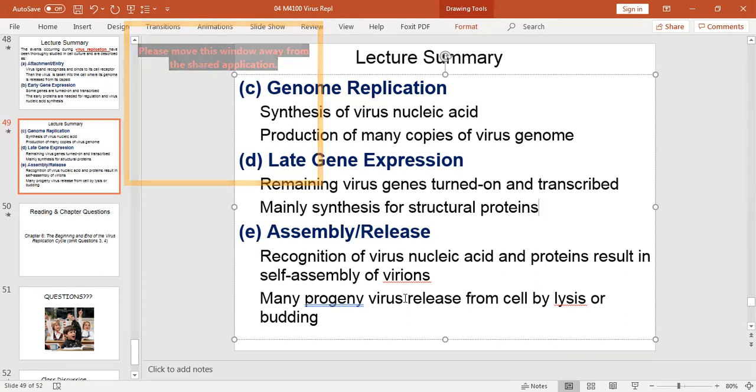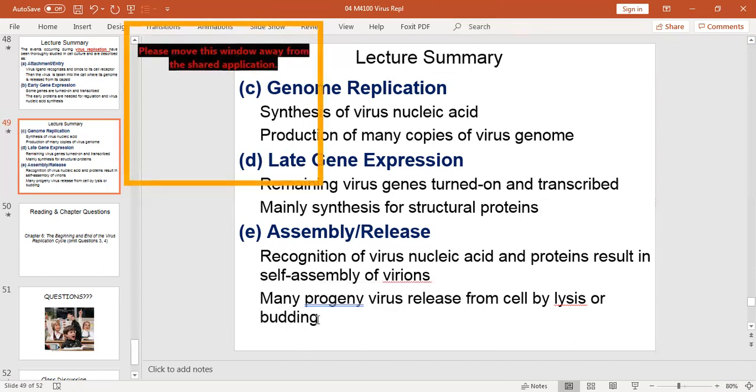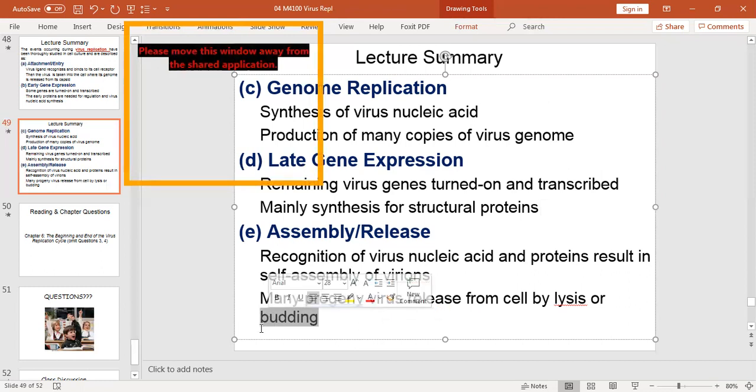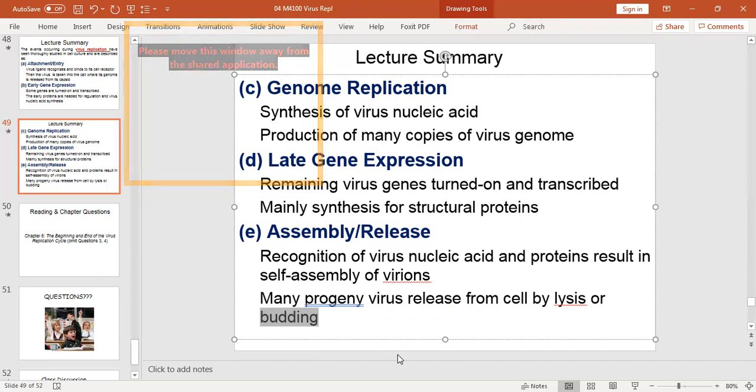either through cell lysis, which results in the death of the virally infected cell or the host cell, or through budding. Budding may or may not kill the host cell, but results in a piece of host cell plasma membrane being wrapped around the new viral progeny as it exits the host cell, and this virus becomes an enveloped virus.